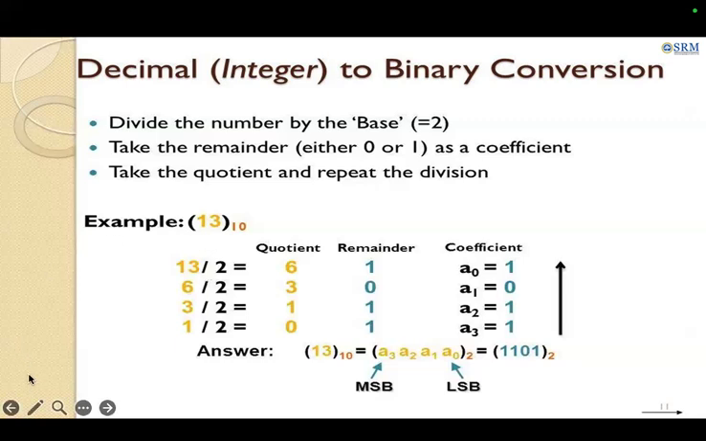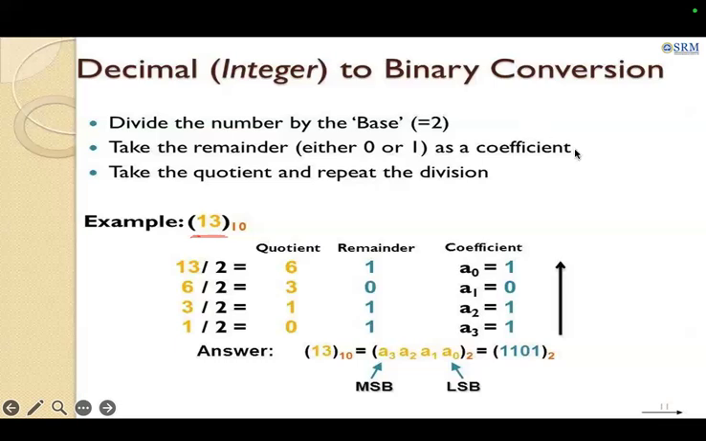For example, you have 13 here. So first, as per the procedure, these are the rules we have to apply for a conversion. We take the decimal number and divide it by 2, and we will have 0 or 1 as a remainder.